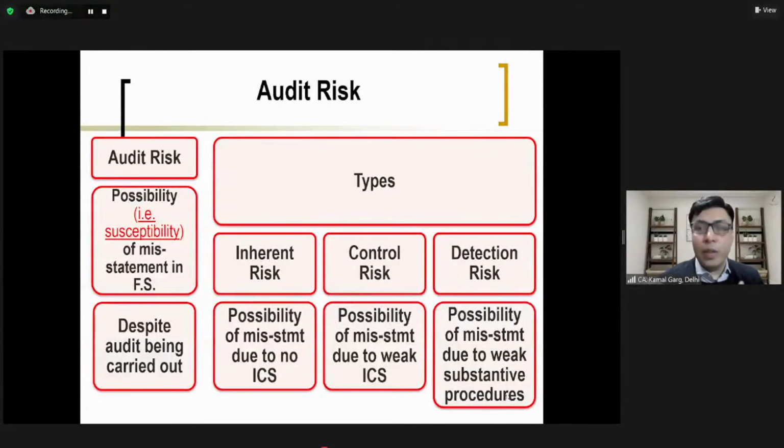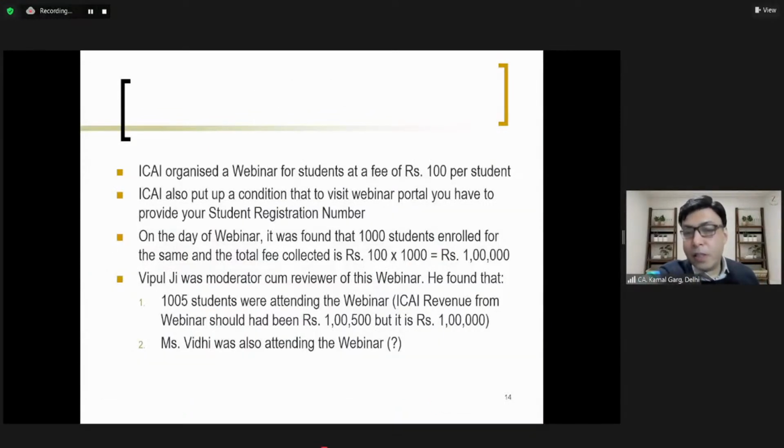We discussed all this because the auditing standard requires you to document how you assessed the audit risk and what steps you are taking to reduce the level of audit risk. So in my example, if I go back, what is the misstatement here? 500 rupees. This 500 rupees of misstatement is because of audit risk.